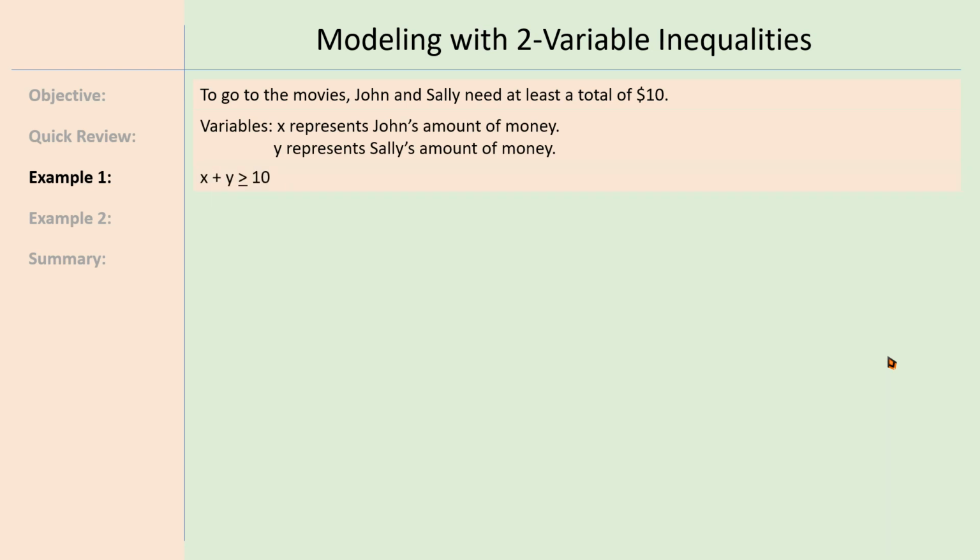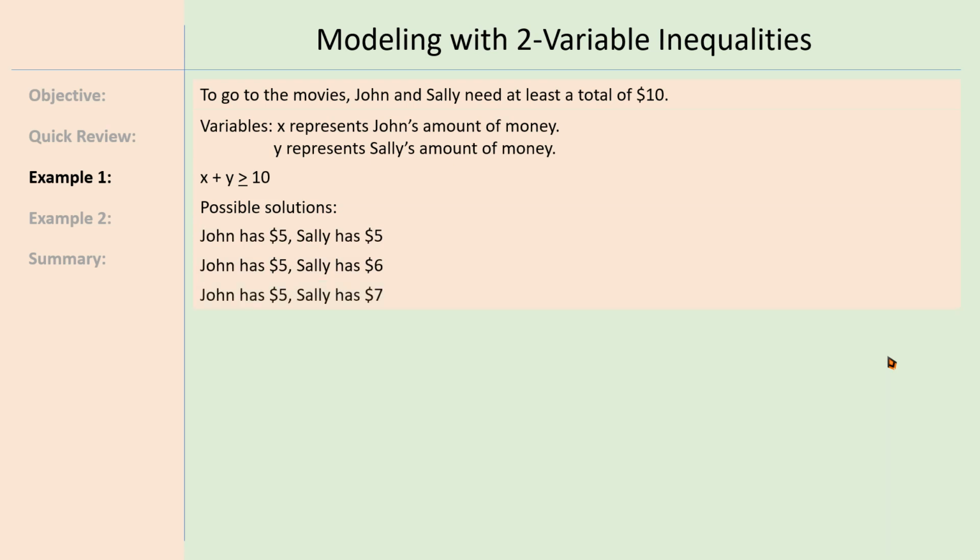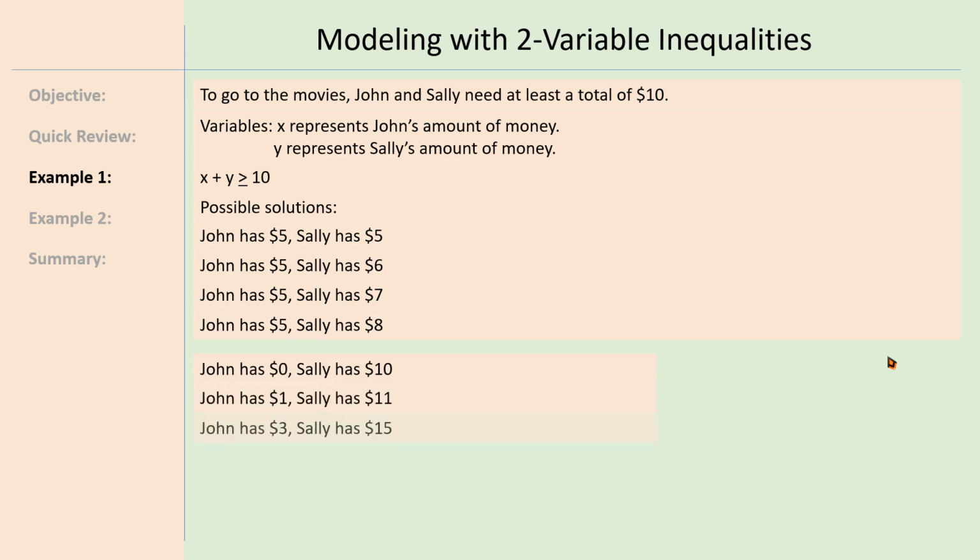And I'm going to write my inequality. I know that in total, they have to be at least $10, so X plus Y has to be larger than or equal to 10. And so what are the possible solutions here? Let's just think about it. They need at least 10. So if John has 5 and Sally has 5, that works, right? Or John has 5, Sally has 6, that's 11, that works. That's more than 10. Okay, so any of these, 5 and 7, John has 5, Sally has 8. Or maybe John is flat broke, he has $0, but Sally has 10, that still works, right? Or John has 1, Sally has 11, that works. 3 and 15, that works.